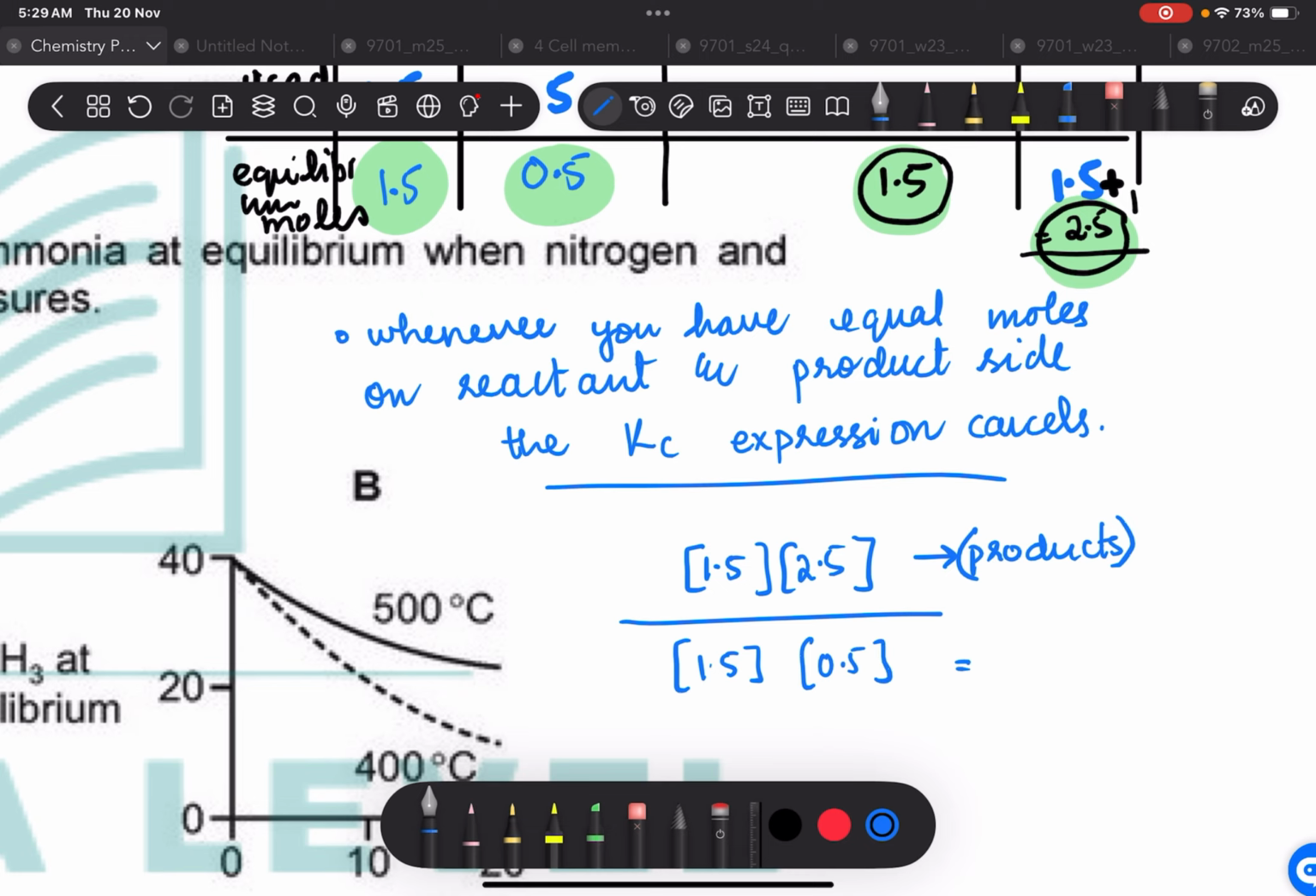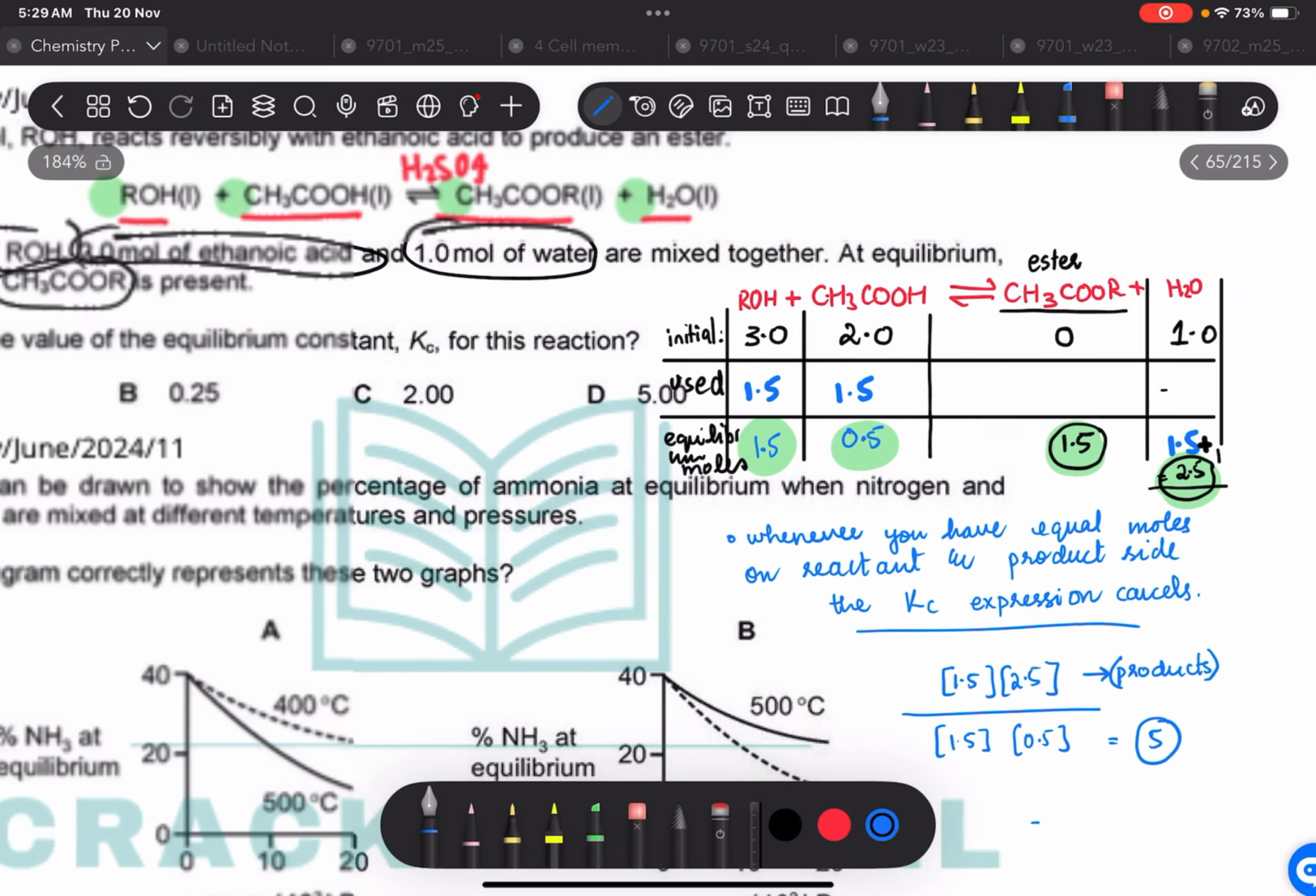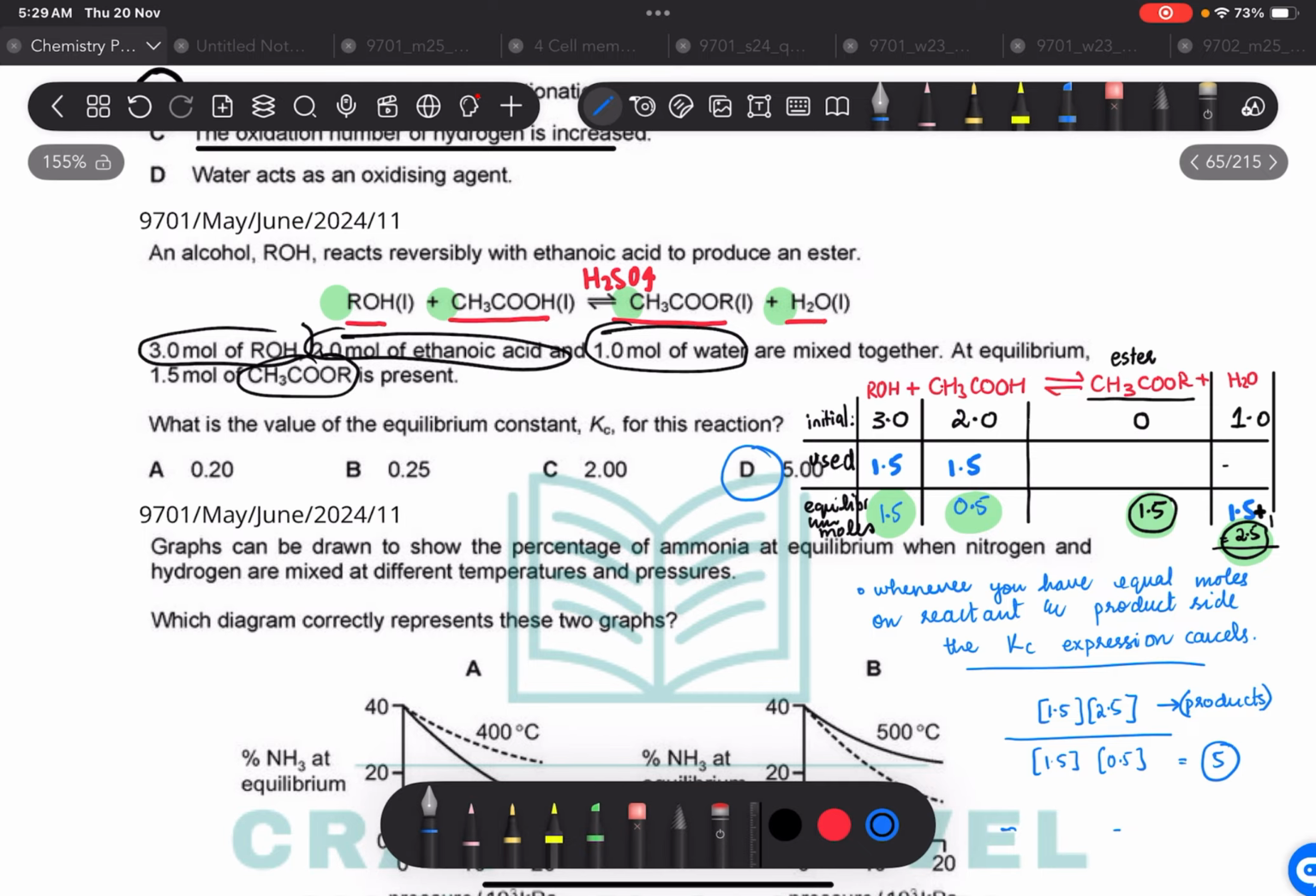Let's see, what do we get? We are doing 1.5 into 0.5 into 2.5, and I get 5 as my Kc constant. So it's going to be 5, which is going to be option number D.